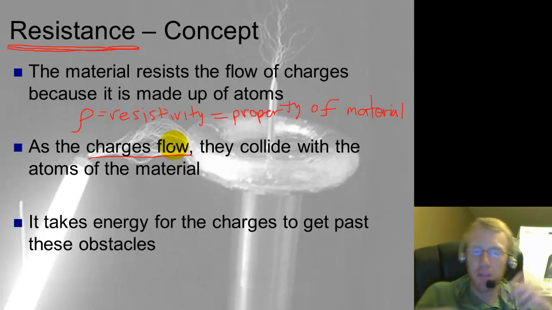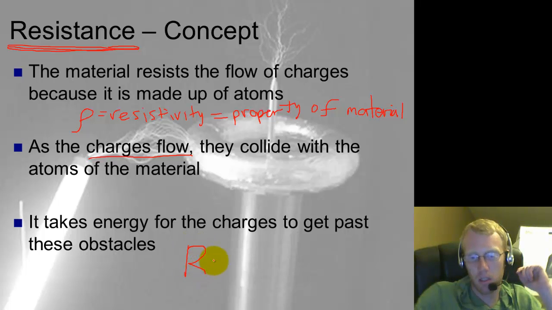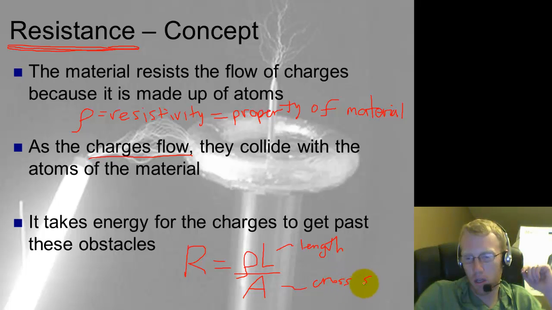Okay, but then once you've determined what material you're going to make this resistance out of, it also depends on how long the wire is and how big around it is. So the formula for resistance is the resistivity times length divided by cross-sectional area. So this is length, and this is cross-section area.